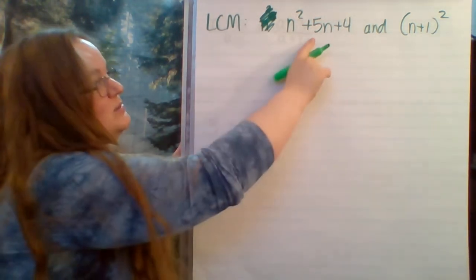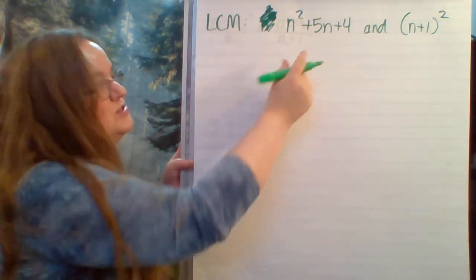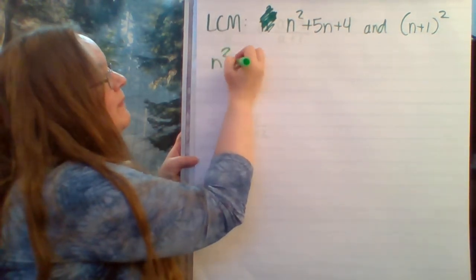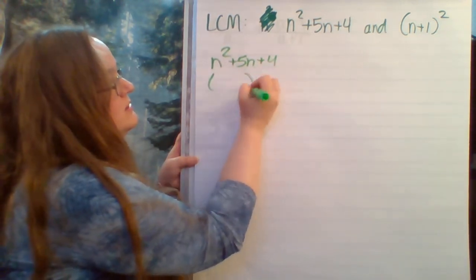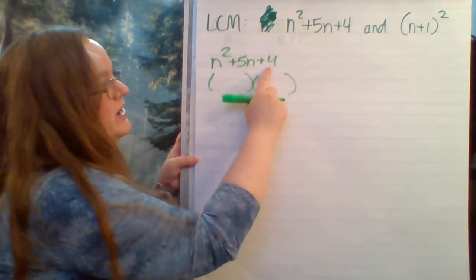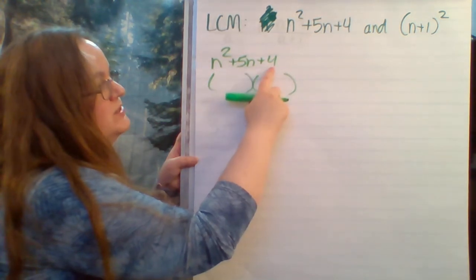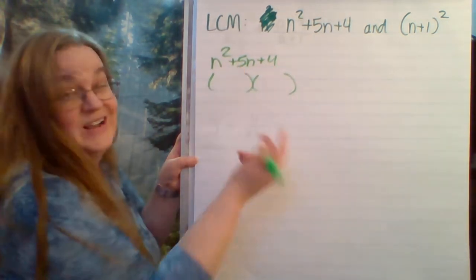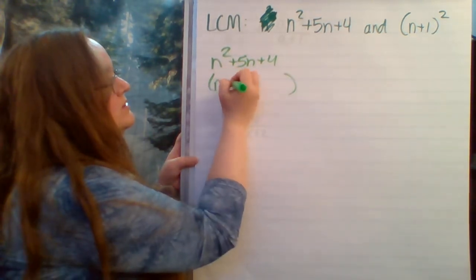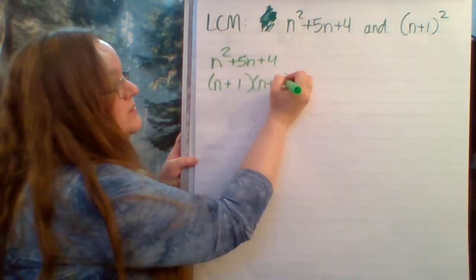So how do I do that? Well, the first thing I want to do is factor this into two binomials. Okay. So again, I'm looking for factors. They're both positive. So two things that multiply together to give you 4 that add to give you 5. It has to be 4 and 1. So it's n plus 1 and n plus 4.